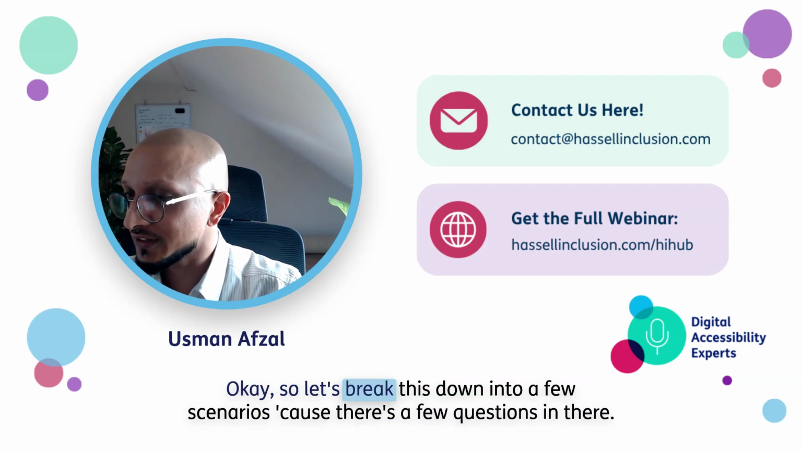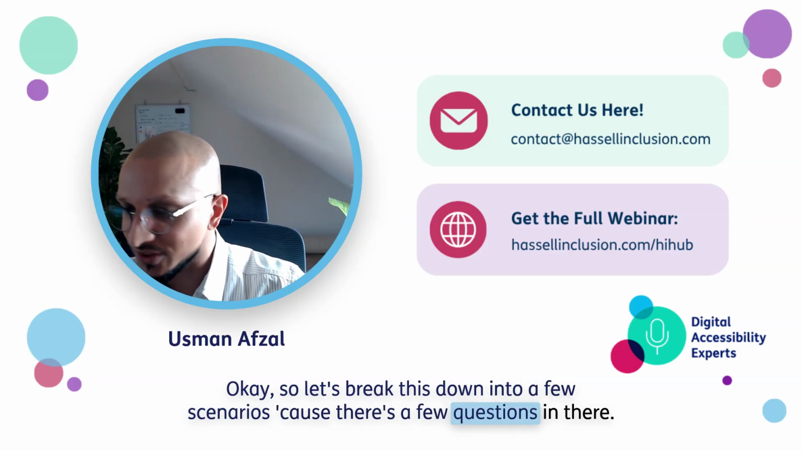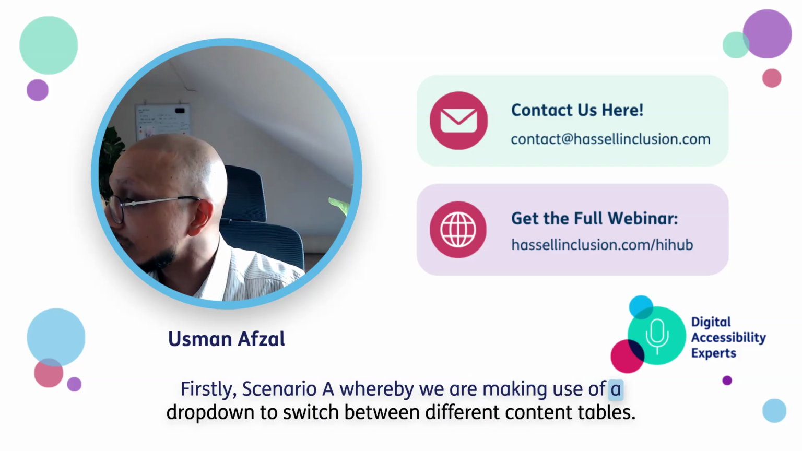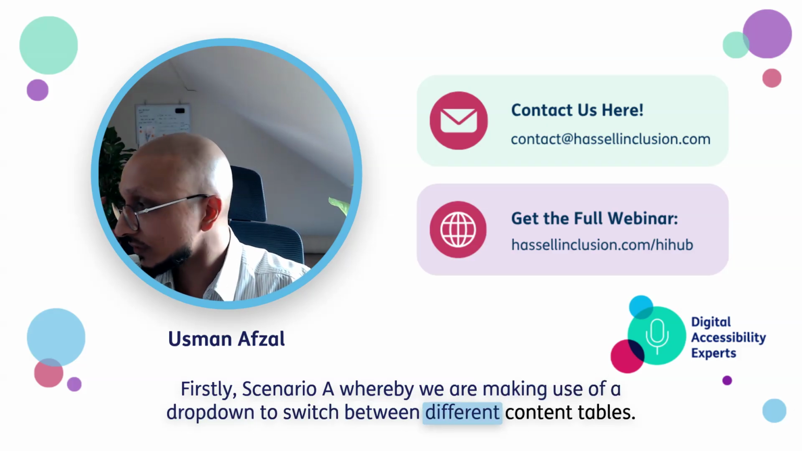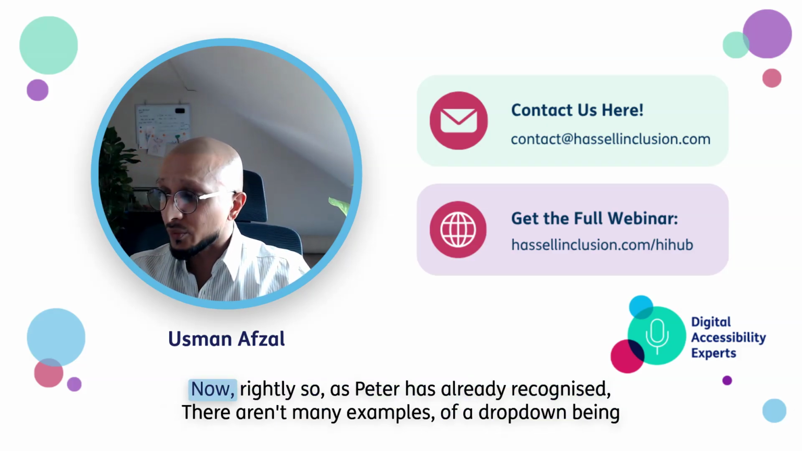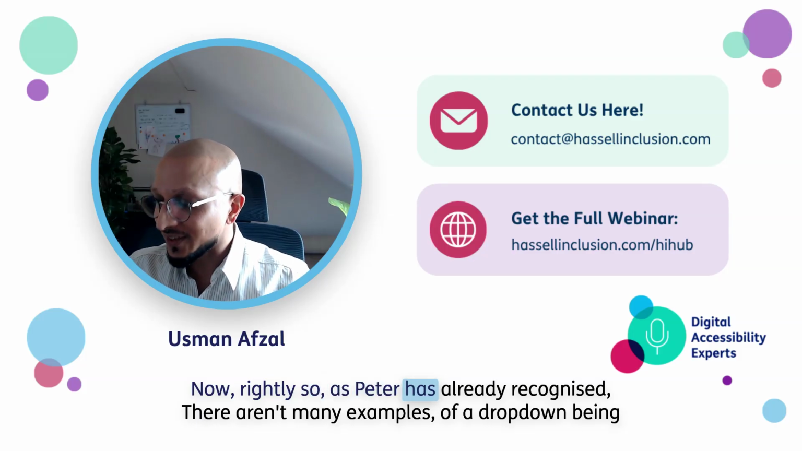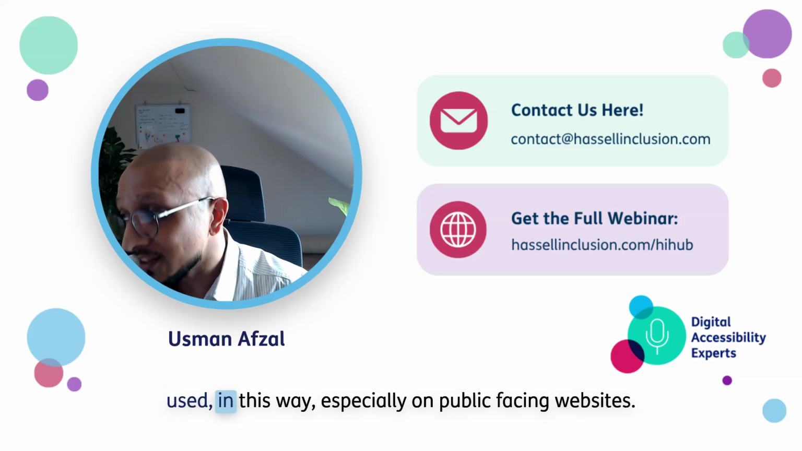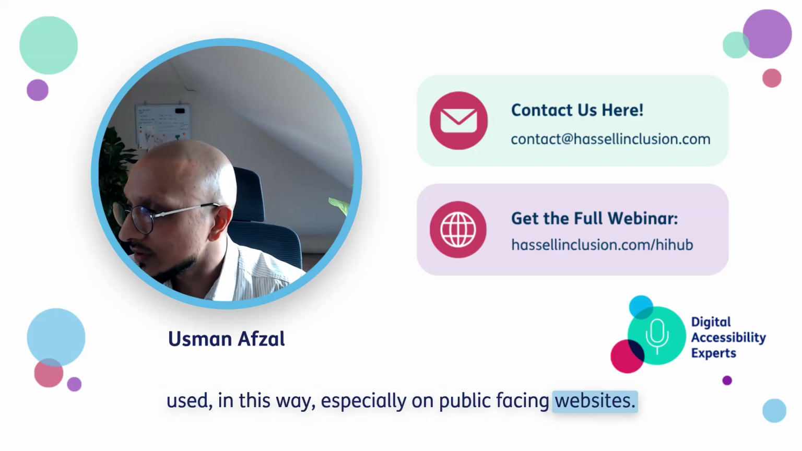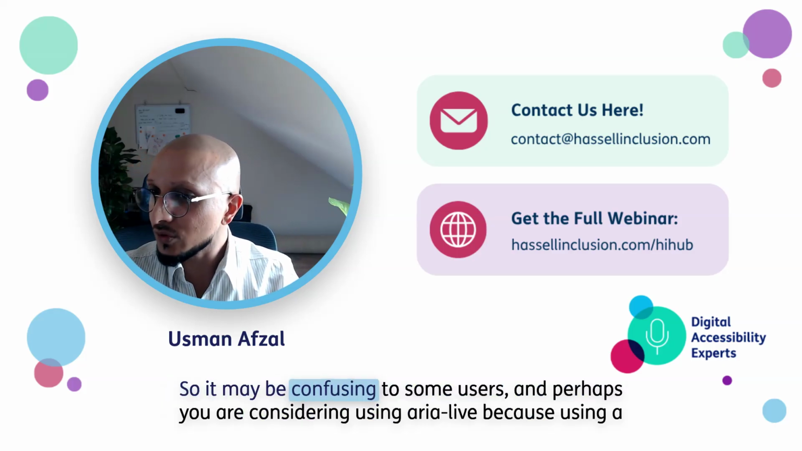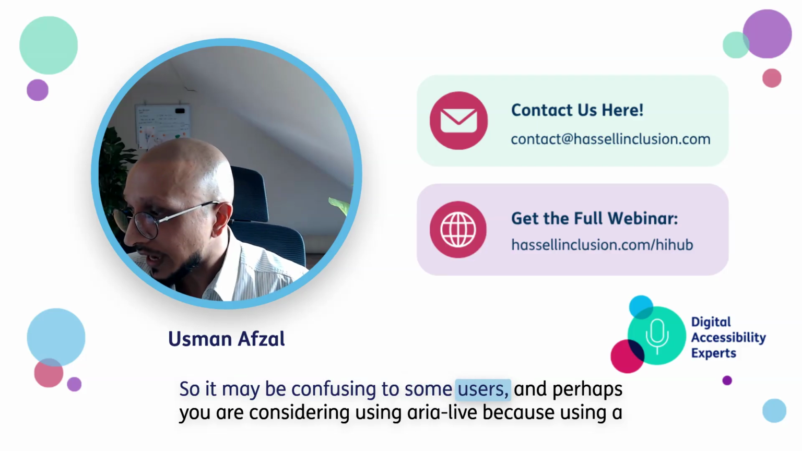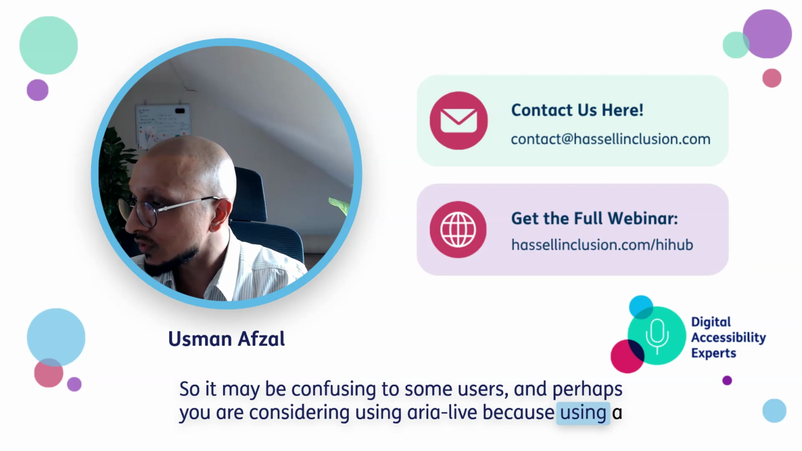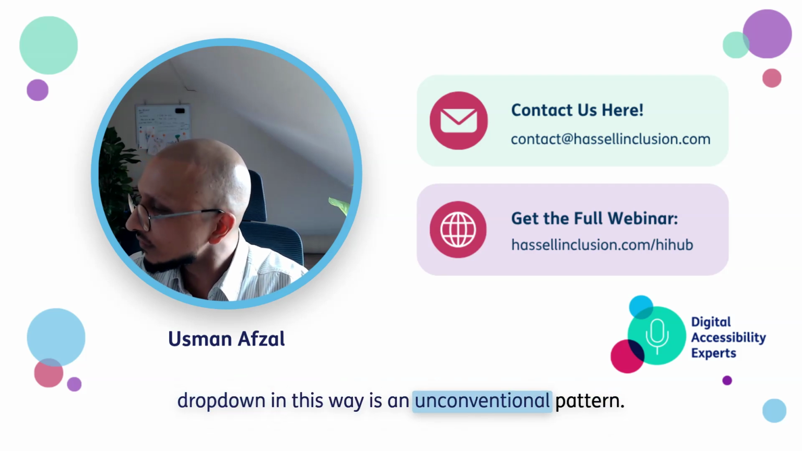Okay, so let's break this down into a few scenarios because there's a few questions in there. Firstly, scenario A, whereby we are making use of a drop-down to switch between different content tables. Now, rightly so, as Peter has already recognized, there aren't many examples of a drop-down being used in this way, especially on public-facing websites. So it may be confusing to some users. And perhaps you are considering using aria-live because using a drop-down in this way is an unconventional pattern.